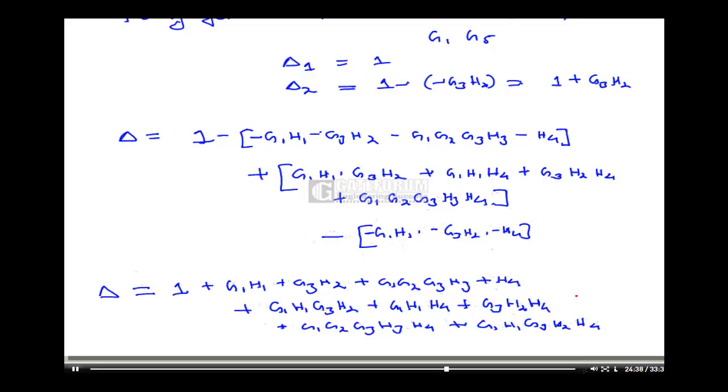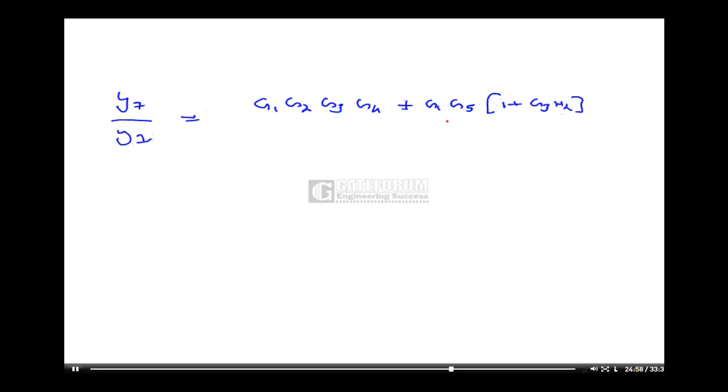Now the overall transfer function will be y7 by y1 is equal to G1 G2 G3 G4 plus G1 G5 times 1 plus G3 H2, upon the value of delta. The value of delta is the same as what we found earlier. So this is the transfer function, or this is the gain from y1 to y7.